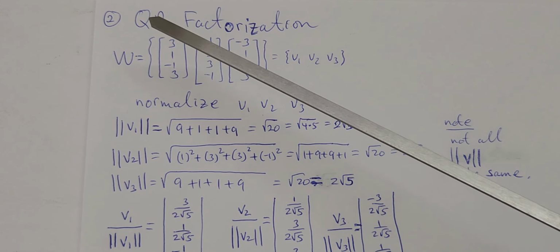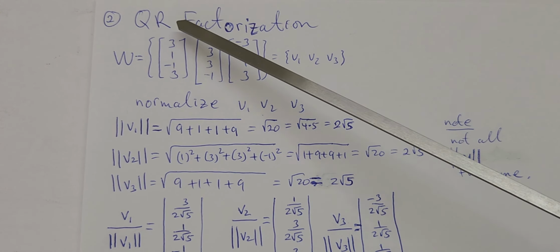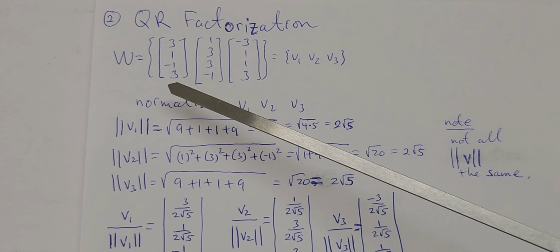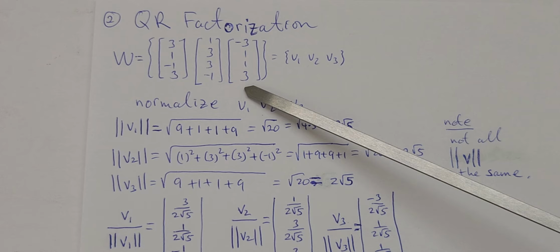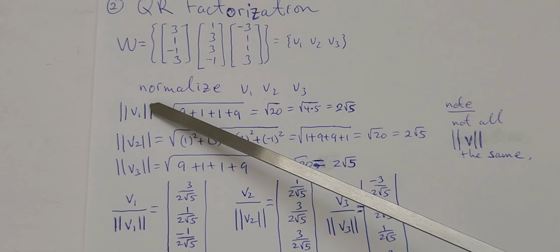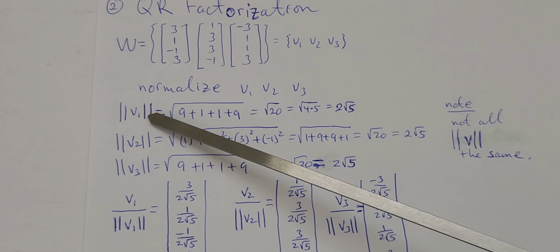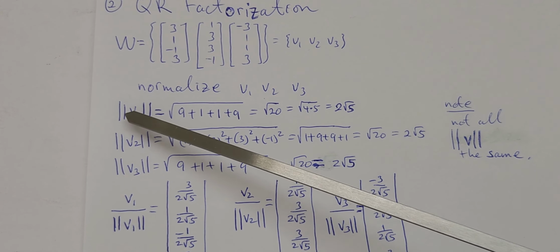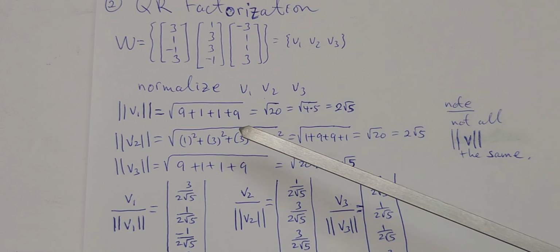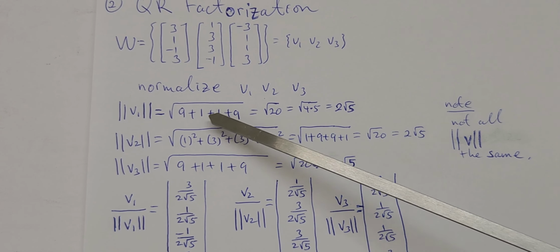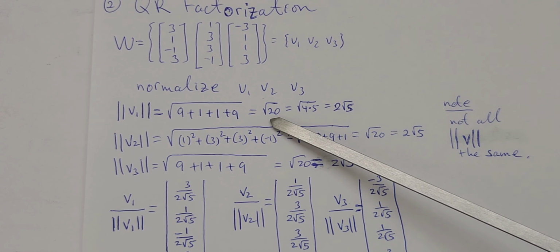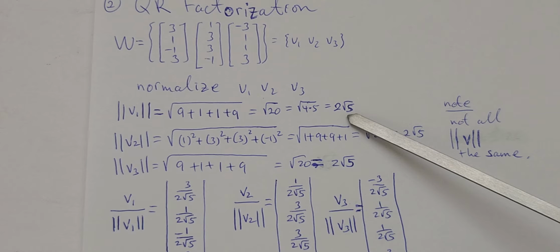So we have to find a matrix for Q and a matrix for R. The first thing we need to do is normalize each of these bases. To do that, we need to find the distance, or magnitude. Magnitude means distance, so we need to find the distance for V1, V2, V3. All you have to do is square each number in its vector, add them up, and square root, and it comes out to be 2 square root 5.